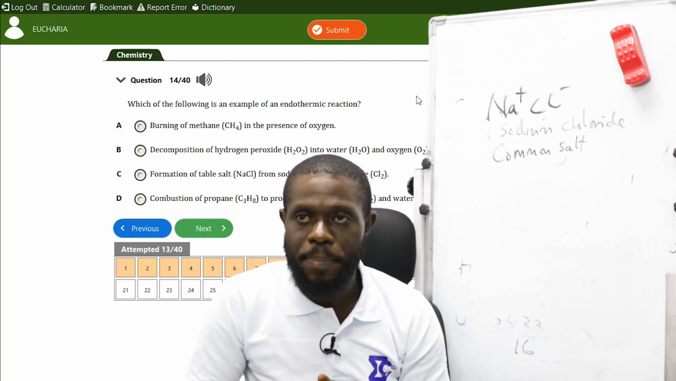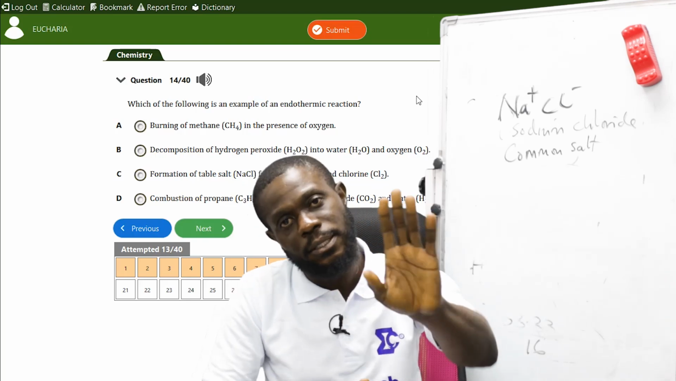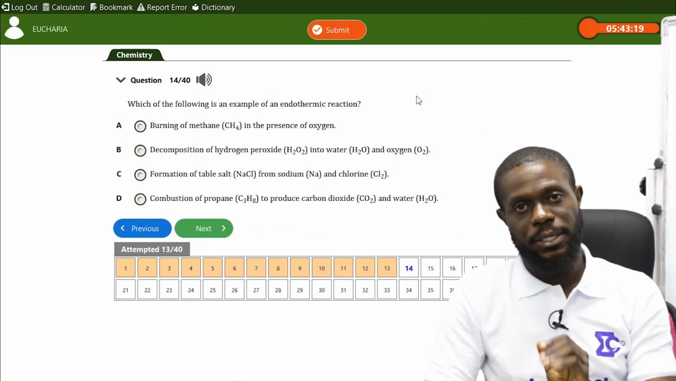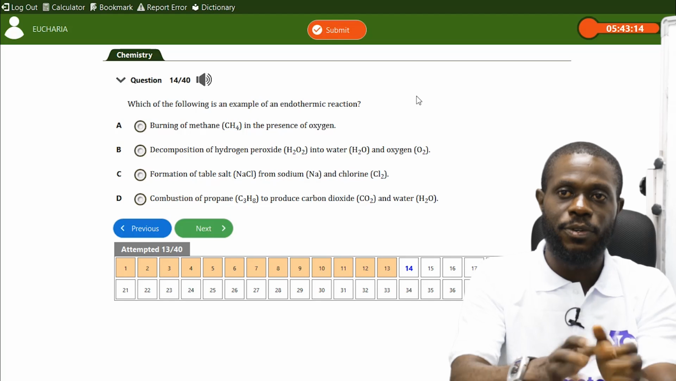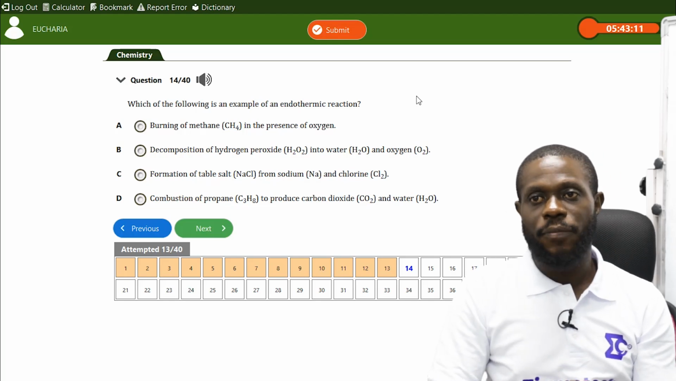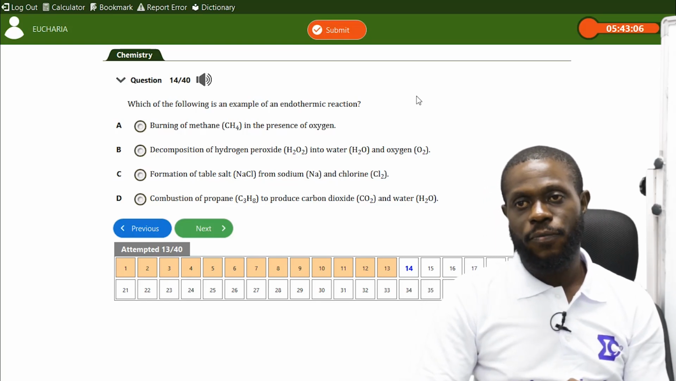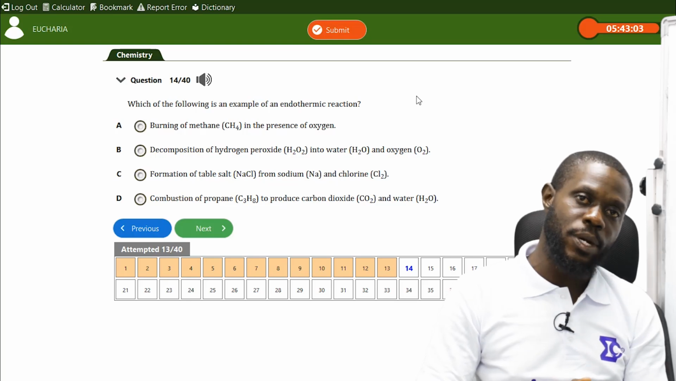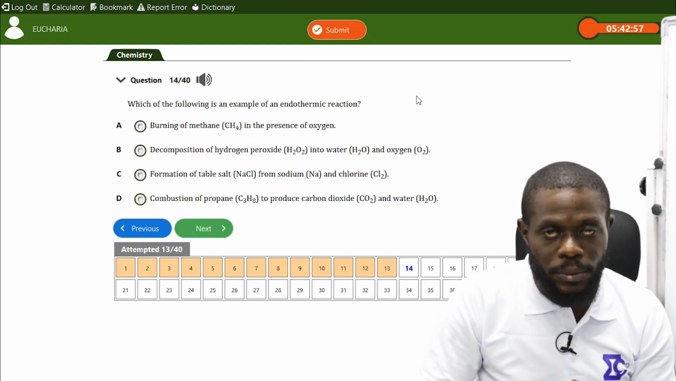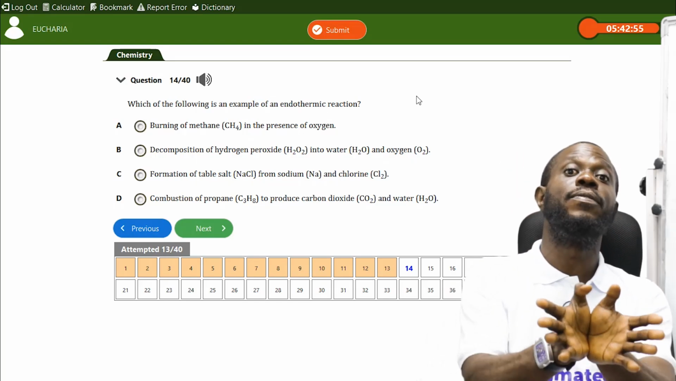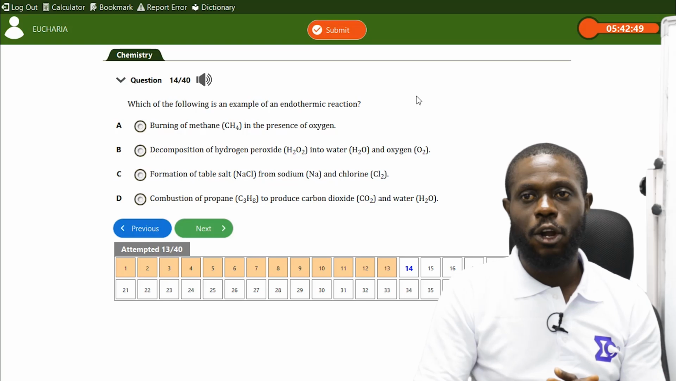Now, when they say burning of methane in the presence of oxygen, burning releases heat. It does not absorb. When you're burning, heat is released. Therefore, energy is being released. The chemical energy that has been gotten is being wasted. It's being released. So it's not the answer. Formation of table salt from sodium and chlorine. Heat is released when compounds are formed, because they need a high level of heat to form a compound. So as they are doing, heat is being released. Right?